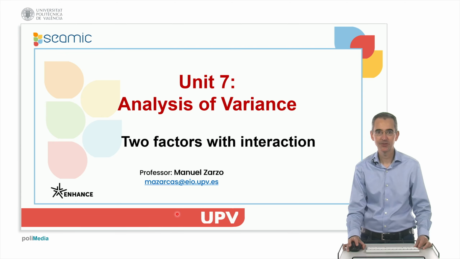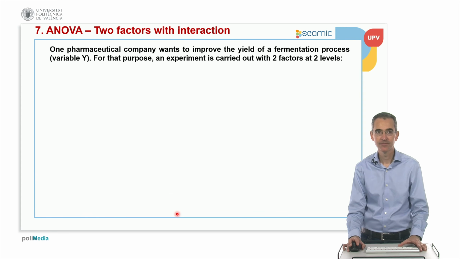Good morning, I'm Manuel Sarzo, and in this video about the Unit 7 analysis of variance, I'm going to talk about two factors with interaction. I'm going to use the following example.